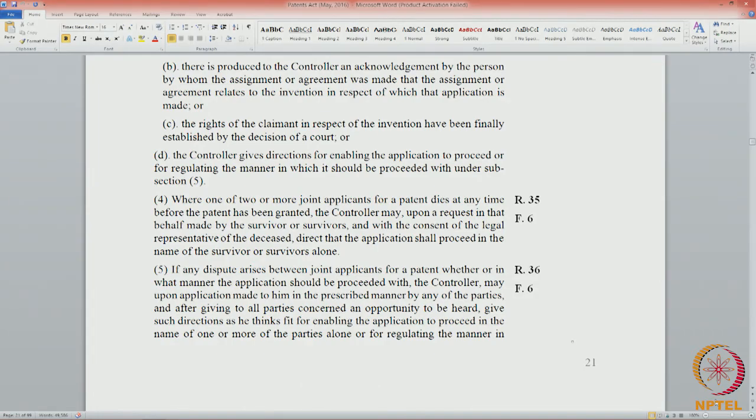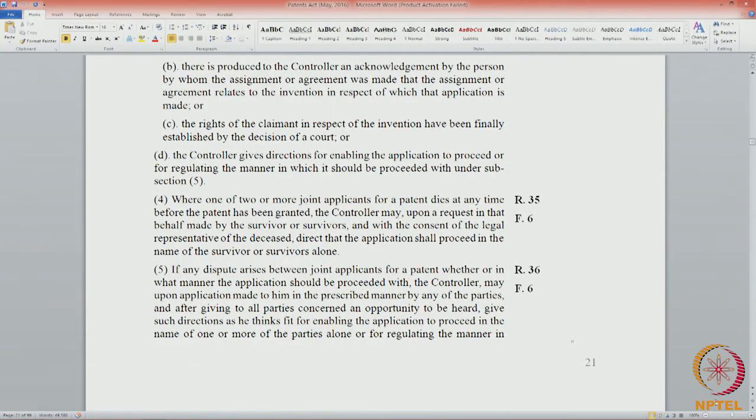Whoever has survived, whoever are the successors in interest, whoever succeeds C, his family members in most cases. If it is a legal entity, then whoever legally represents that person. That is what we use the word legal representative of the deceased. You find the same language used in section 6. A legal representative can be an applicant under this provision.